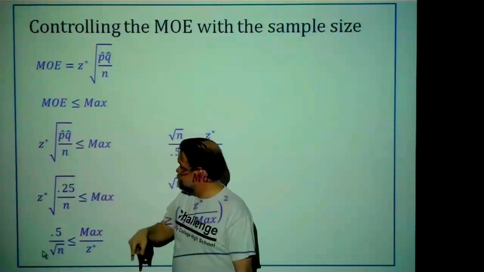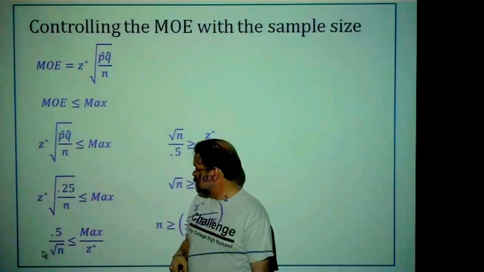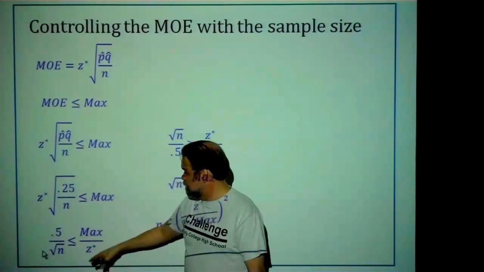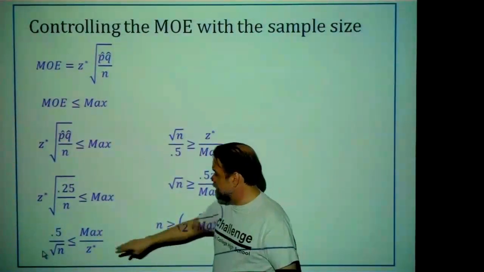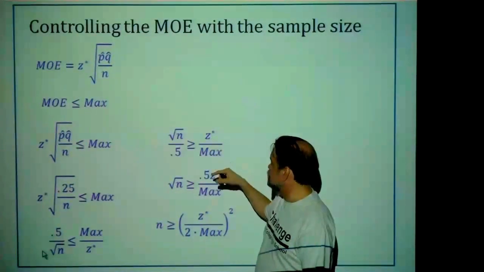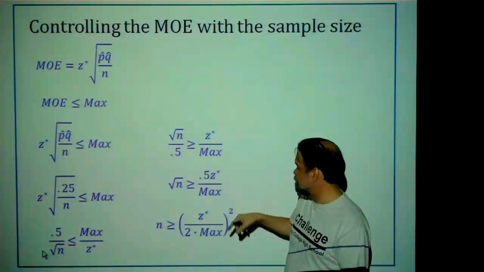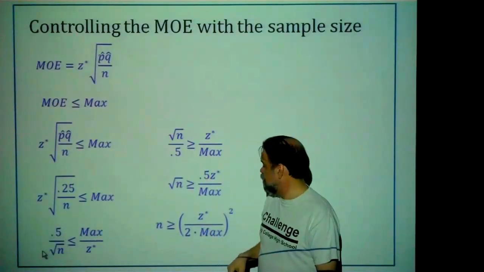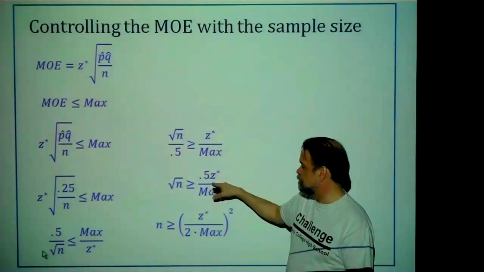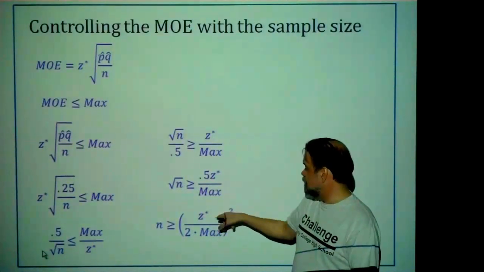So we'll say 0.25 there, and so that means z star times the square root of 0.25 over n is less than or equal to your max. Square root of 0.25 is, of course, 0.5. So that gives us this inequality there. And if you just take the reciprocal of both of those, you end up with the square root of n over 0.5 being greater than or equal to z star over the max. And just multiply both sides by 0.5, and you get this. And now, if you just square both sides, you get n is greater than or equal to z star over 2 times the max, and that whole thing squared. I changed the 0.5 to being over 2. I think y'all can handle that.